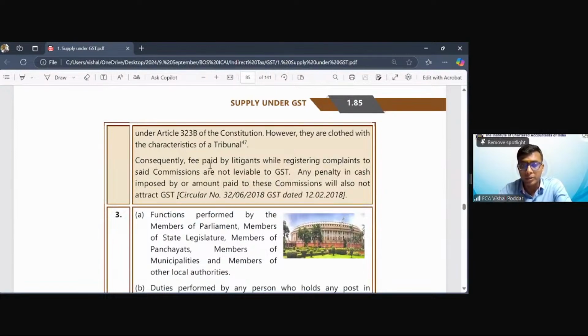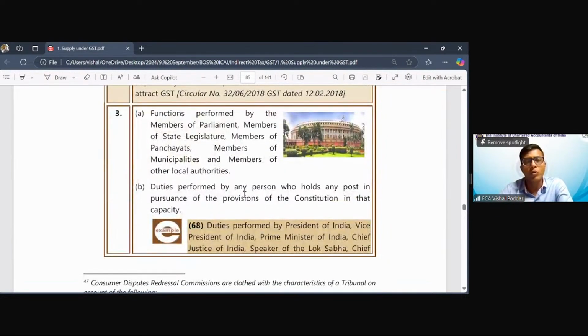So what is the clarification? Fees paid by the litigants while registering a complaint to these commissions are also not leviable to GST. Any penalty in cash imposed by or amount paid by these commissions will also not attract GST. So why? Because these constitutions are also established under the law, under the Constitution of India. So they have the same status like a tribunal. And that is why when you go to them, it is similar to going to a tribunal. Hence, it is not leviable to GST.